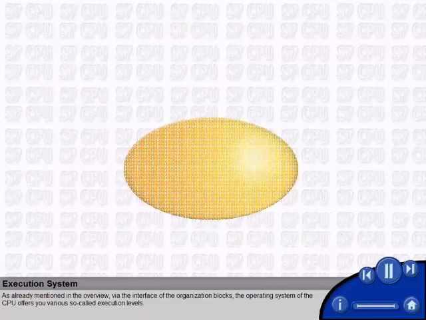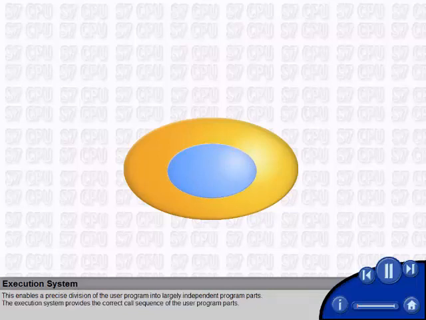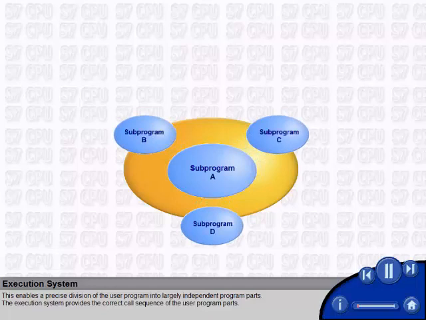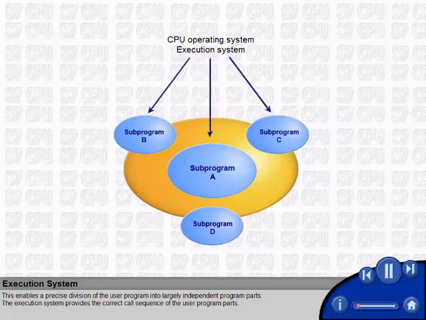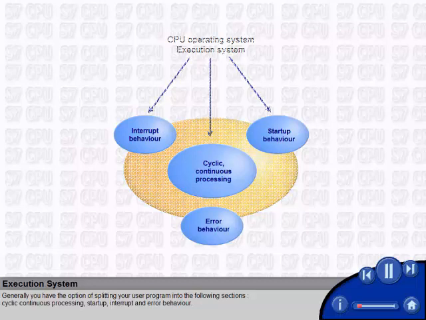As already mentioned in the overview, via the interface of the organization blocks, the operating system of the CPU offers you various so-called execution levels. This enables a precise division of the user program into largely independent program parts. The execution system provides the correct call sequence of the user program parts. Generally, you have the option of splitting your user program into the following sections: cyclic continuous processing, startup, interrupt, and error behavior.